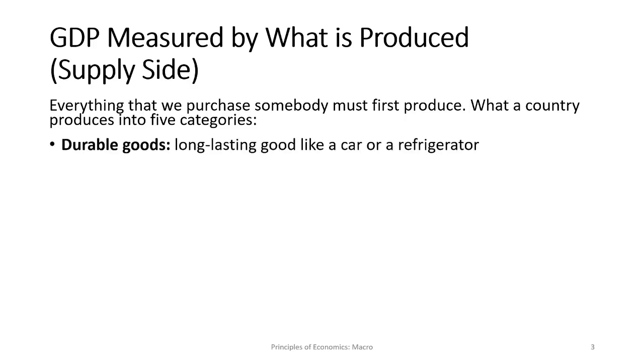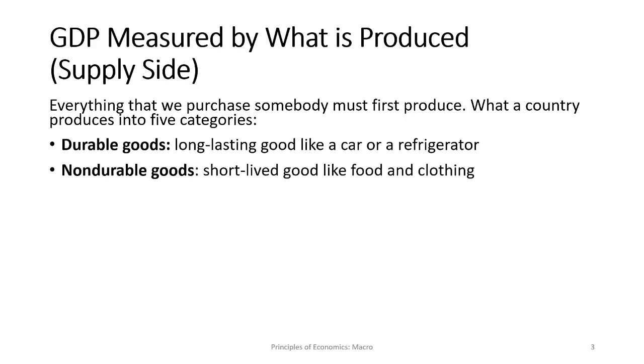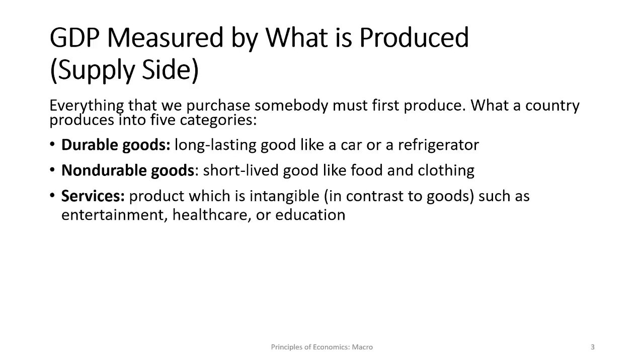First are durable goods. These are long lasting goods like a car or a refrigerator, and the general rule of thumb is that goods which are used for more than 3 years are durable goods. Then there are non-durable goods. These are short-lived goods like food and clothing. The burger that you eat, the meat you eat, or the soft drinks and beverages are non-durable goods.